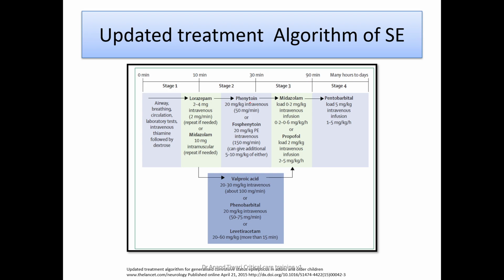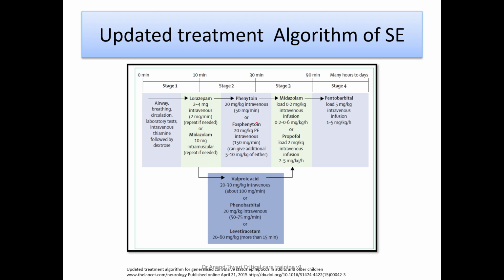The age-old drug is phenytoin, at 20 milligram per kg. For an adult of 50 kg, around 1000 milligram has to be given. The major concern with phenytoin is that you cannot give it faster than 50 milligram per minute, because it can lead to arrhythmia and hypotension if given fast.